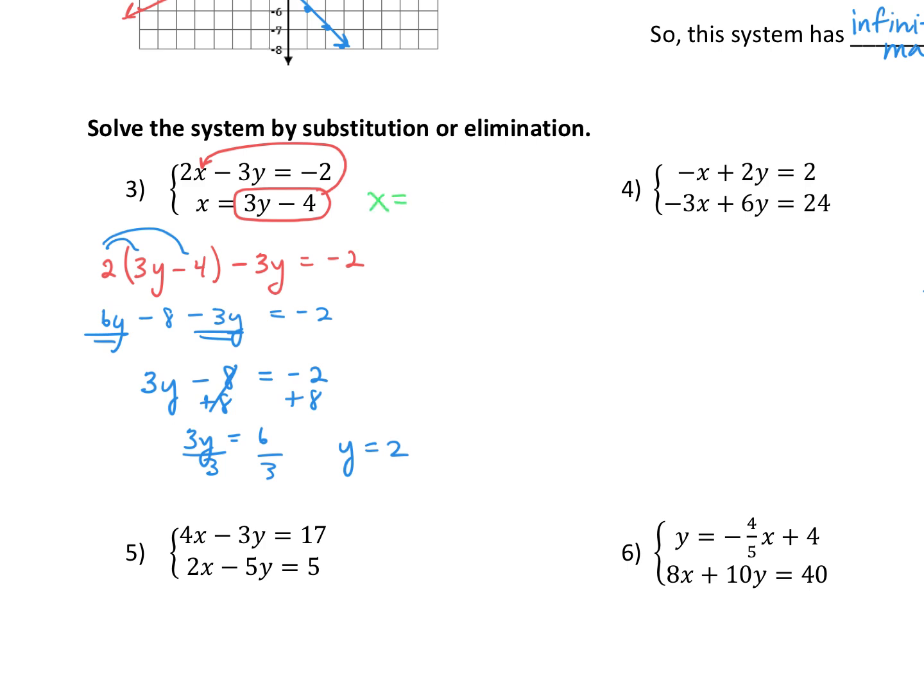X equals 3 times our y, which we solved and got a positive 2, minus 4. Then we'll just do this work. 3 times 2 is 6, minus 4. 6 minus 4 is 2. So our x is a 2. So the solution for this system of equations is 2, 2.